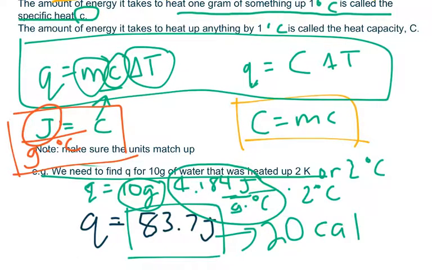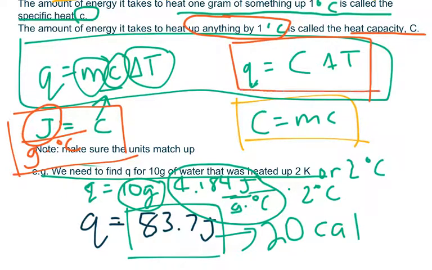So now let's move on to a very related topic. The amount of energy it takes to heat up anything by 1 degree Celsius is called the heat capacity, C. The equation corresponding to this would be Q equals capital C times delta T. Now, if you notice, this is basically a substitution of mc.